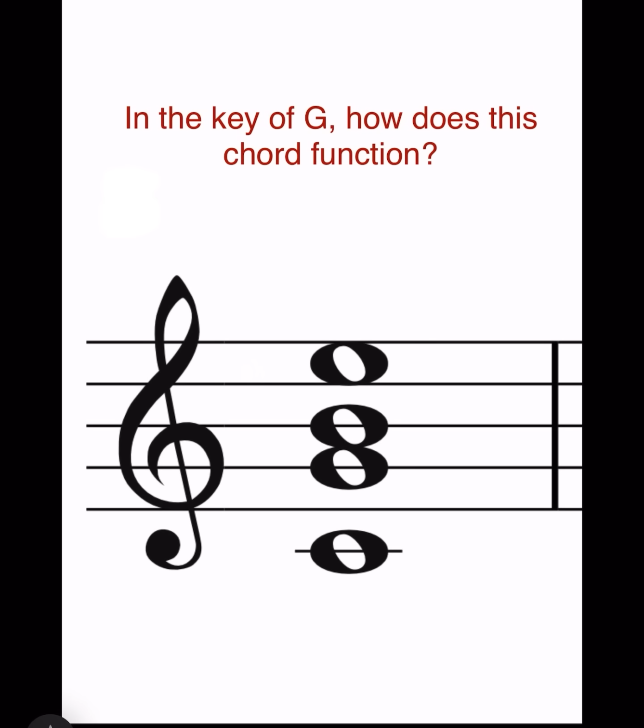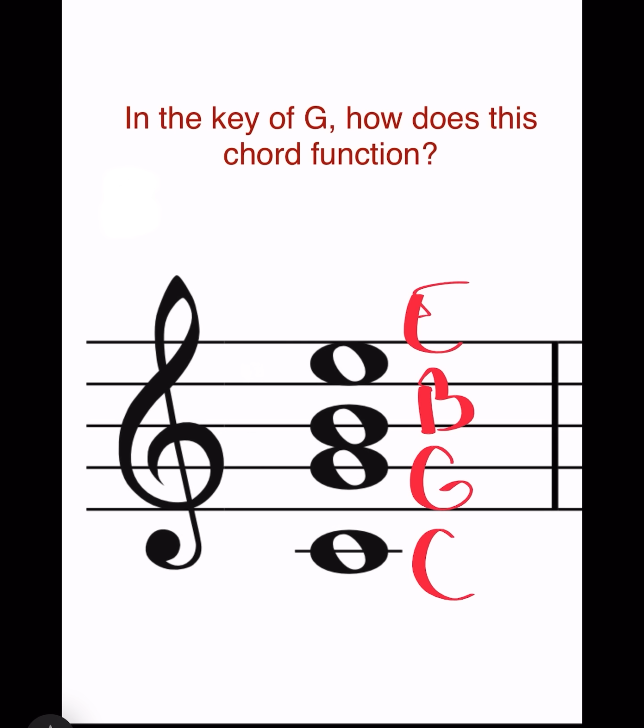In the key of G, how does this chord function? Here's what's written from low to high. And then together you get this sound. Okay, so what do we have here? From low to high, the notes written are C, G, B. Then on top, we have an E.